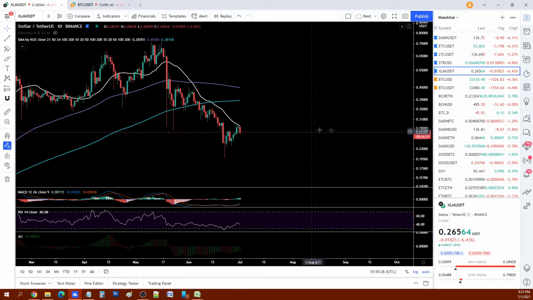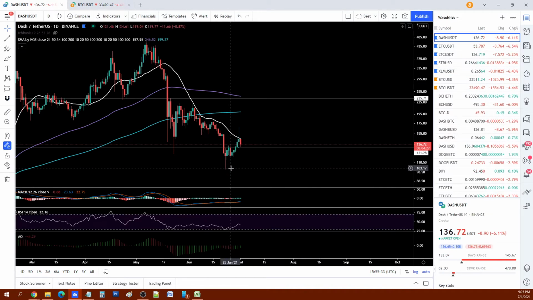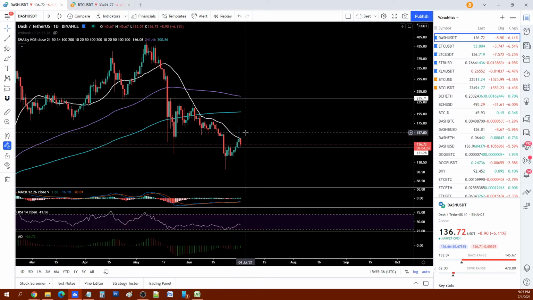So I entered Stellar Lumens at around 0.262, 263 yesterday, and so far we had a nice pump. You can clearly see that the Dash chart is also looking the same, eerily similar. Same goes for Ethereum Classic, Litecoin, Stellar Lumens. So Dash too is also facing a resistance at the 21-day moving average. So it's the same for all the coins out there.